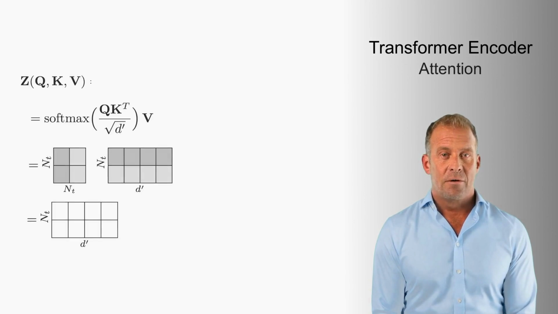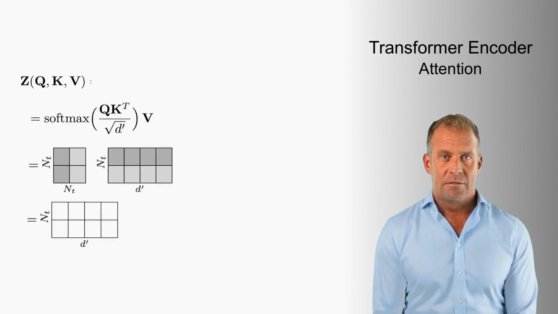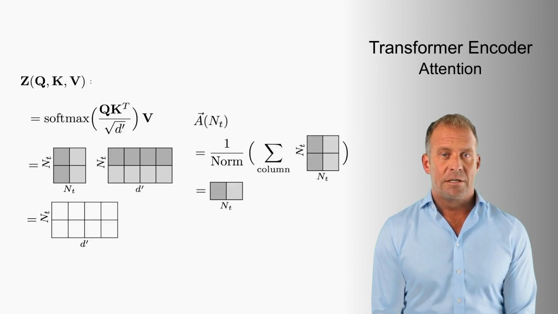Let's have a look at the columns of the attention matrix again. By summing the columns of the attention matrix and normalizing, we obtain the vector A. This vector highlights which time bins receive the largest overall attention and therefore contribute most strongly to the model's decision.